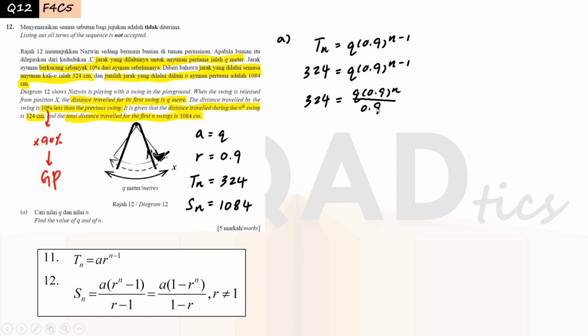Okay, as you see here. So now this 0.9, I'm going to move it to the left side, and I think that's all that we can simplify for now. Alright, so let's go to Sn.